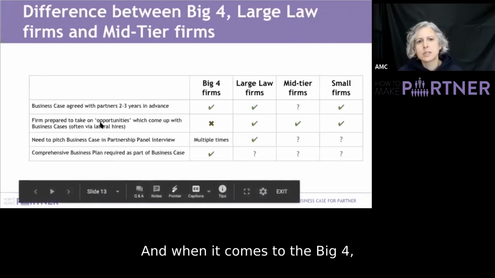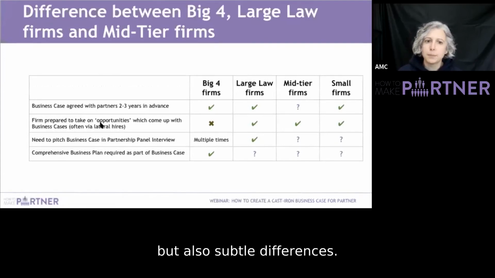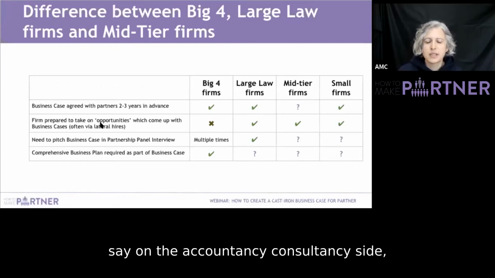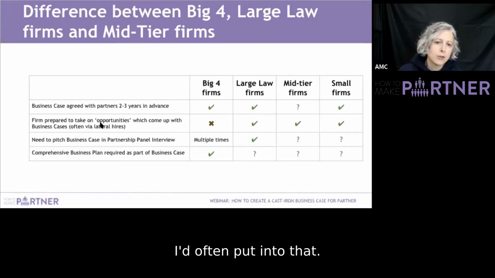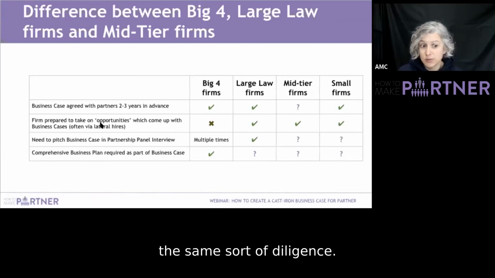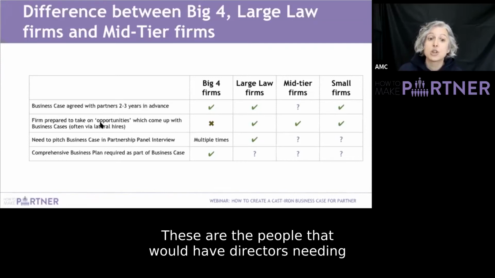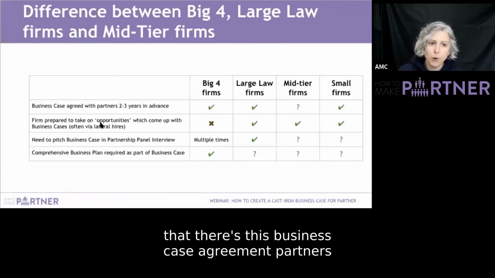And when it comes to the big four, the large law firms and mid-tiers, there's actually some quite big but also subtle differences. When we talk about the big four firms, say on the accountancy, consultancy side, the EYs, I'd often put into that the BDOs, the Grant Thorntons, the same sort of diligence. These are the people that would have directors needing to pitch a business case as well, to get to director. And so you'll often find with the big four that there's a business case agreed with partners 2 to 3 years in advance.